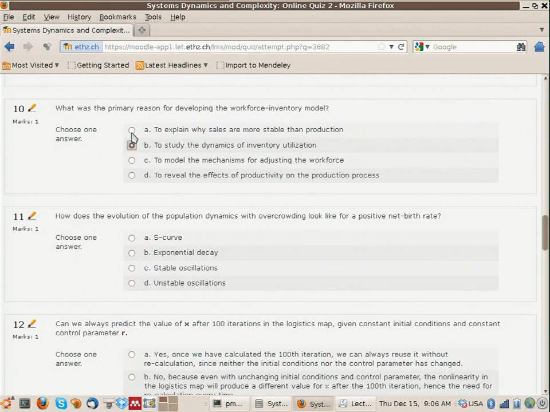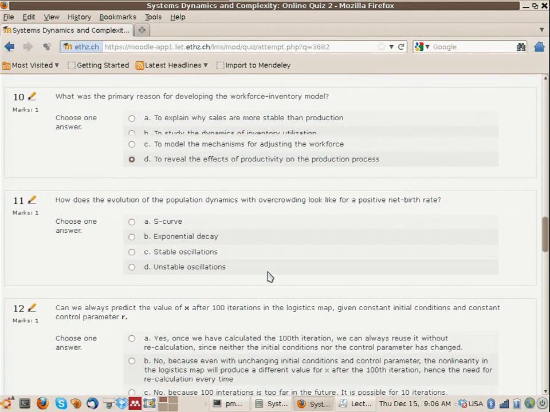Okay. These are all things. So B, C, and D came out of the model once we've developed it. But why did we develop it? Because of A. Overcrowding, it's an S curve, that's clear.